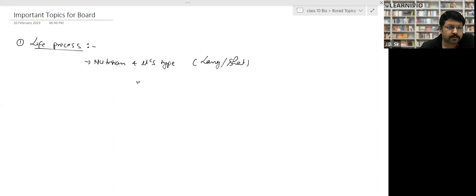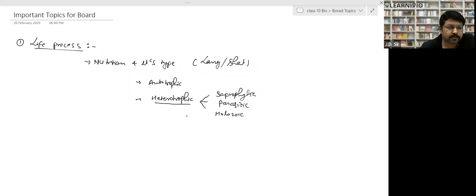So like autotrophic and heterotrophic nutrition. When you talk about the heterotrophic nutrition, if they ask you a 3-marker question for it, then you have to describe all 3 kinds of nutrition in one line, right? That is saprophytic, parasitic, right? And then holozoic nutrition.